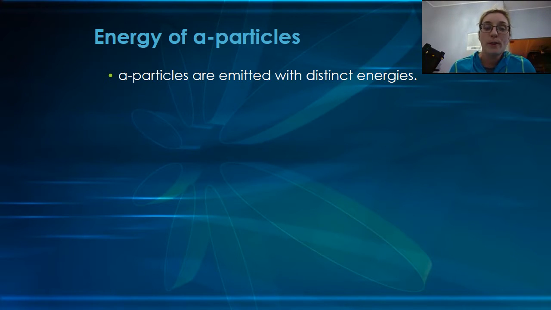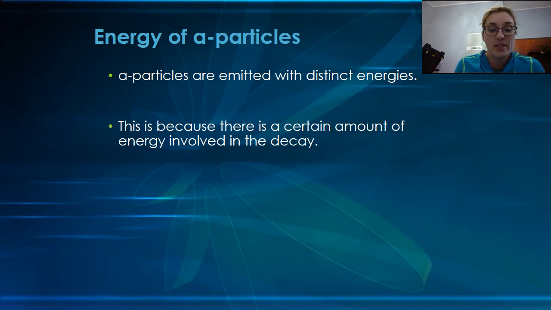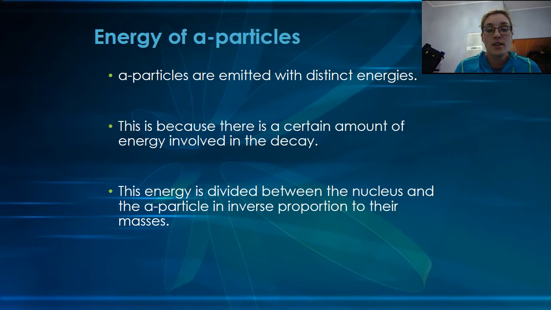Alright, so when these alpha particles are ejected from the parent nucleus, they're emitted with really distinct energies. This is because there's only a certain amount of energy involved in the decay. The energy is divided up between the nucleus and the alpha particle in inverse proportion to their masses. So depending on the original mass of the parent nucleus will depend how that energy is divided up.